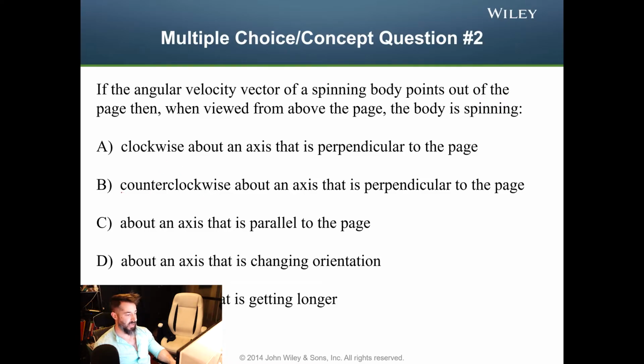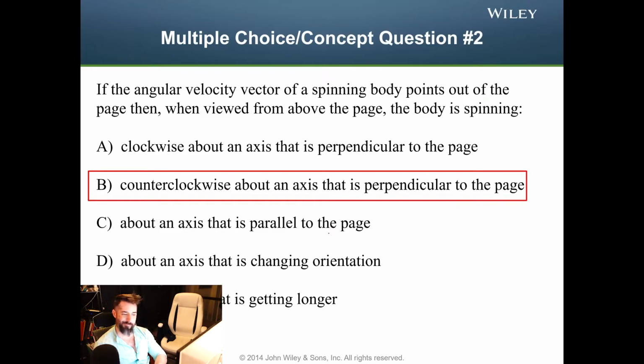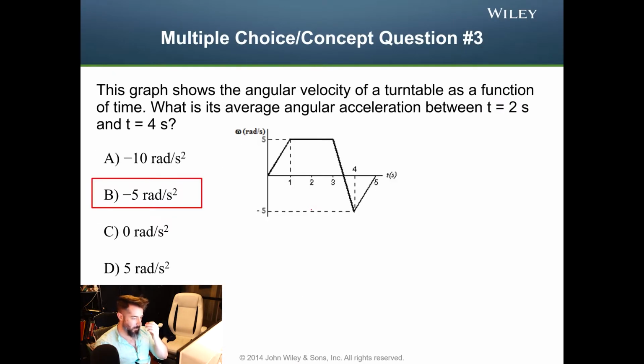So again, we already said it's counterclockwise. So boom, there's the word counterclockwise. Clockwise, this is out. About an axis that is parallel to the page. That doesn't make a whole lot of sense. About an axis that is changing orientation. Okay. About an axis that is getting longer. And this one doesn't really make any sense either. So you're basically left with B. And again, you don't have to necessarily know what's going on in the problem like usual. If you just do the right hand rule, you automatically get information about the problem that you're looking at.